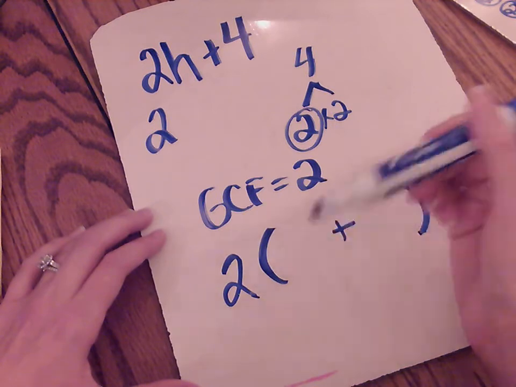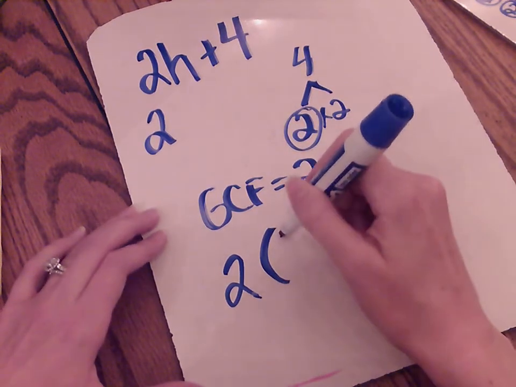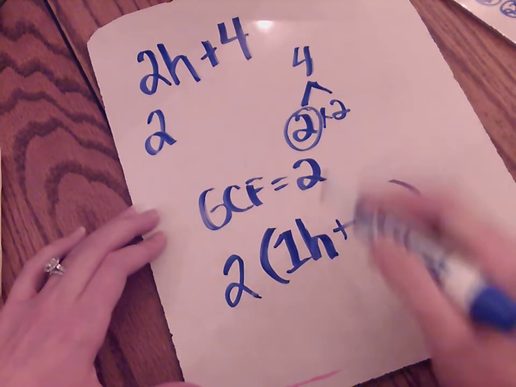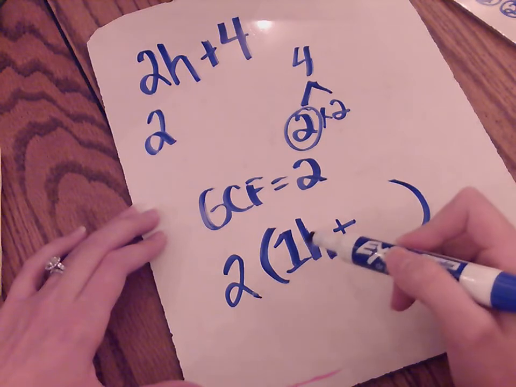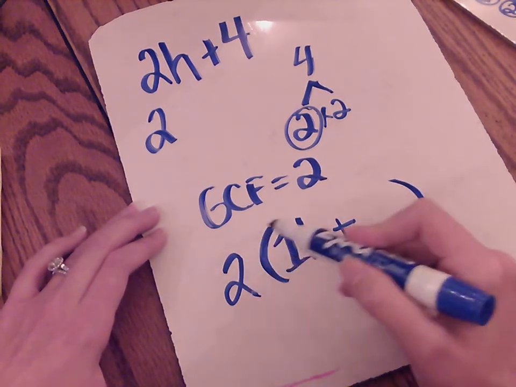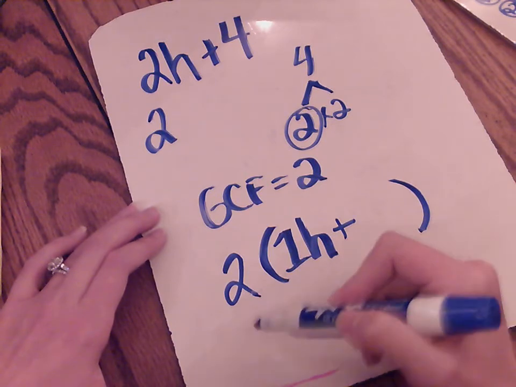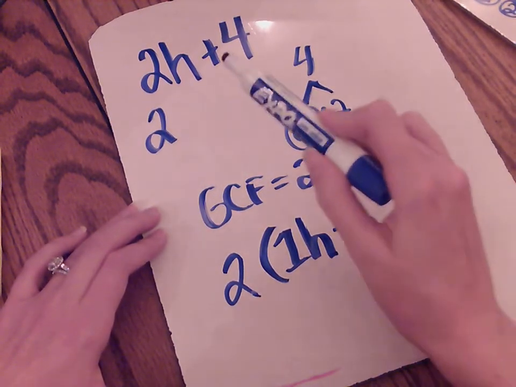Let's see. 2 times what is going to get me 2h? Well, if I just have 1h here, you can decide to put that 1 there in the front if you want to, but you don't have to. You could just put h2. Okay? Let's just check that really quick. If I were to do 2 times 1h, I would get, well, 2h. That checks out. Now, the second part's going to be a little bit different.